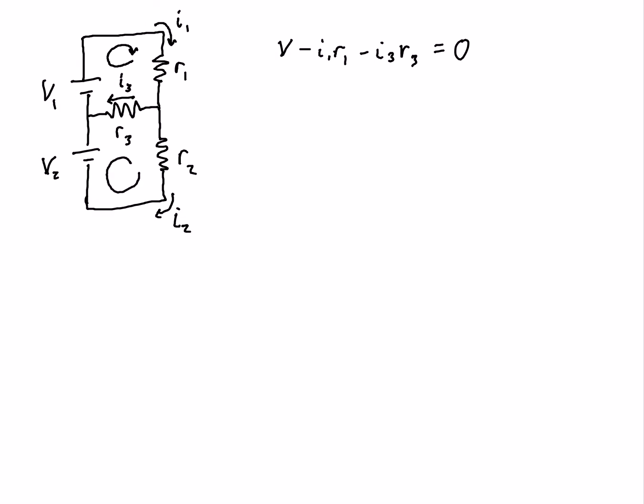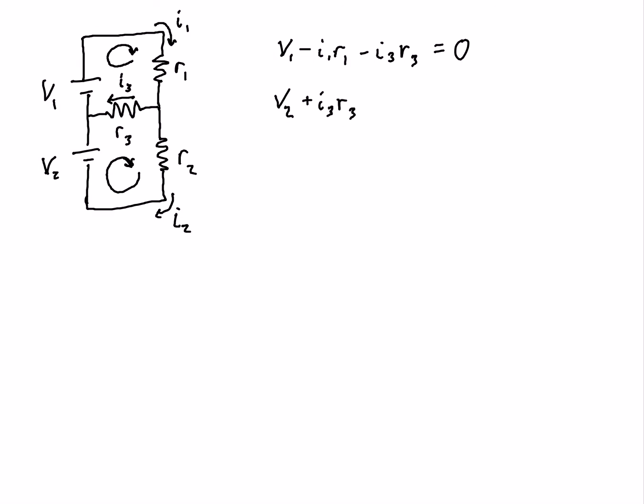Now let's do this loop. Again, we'll go clockwise. We have, this was V1. We have now V2. And we have a voltage drop for the resistor, but look, the current is going the other way. So we're going from the low side of the resistor to the high side. So this is actually a voltage gain in this resistor, plus I3 R3.